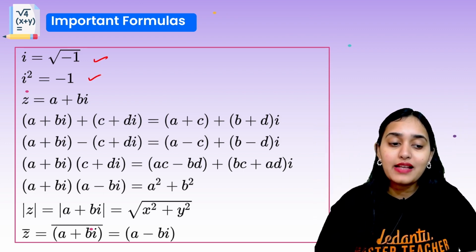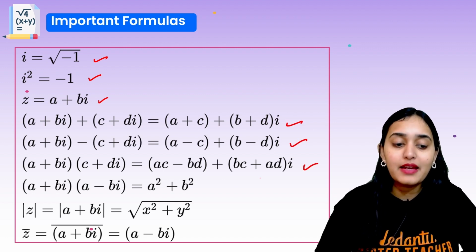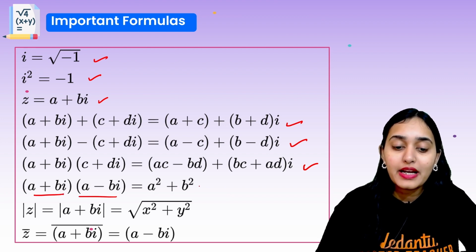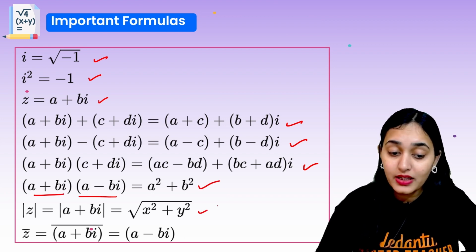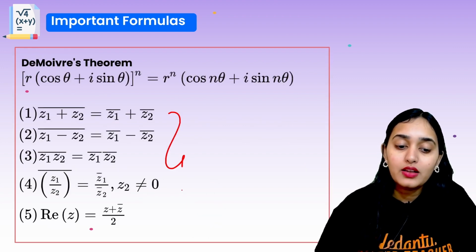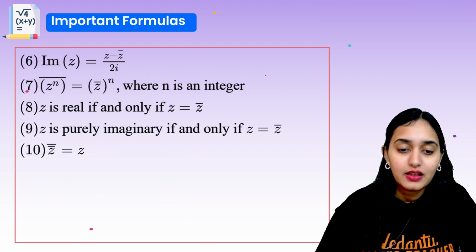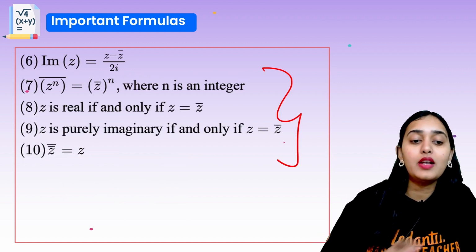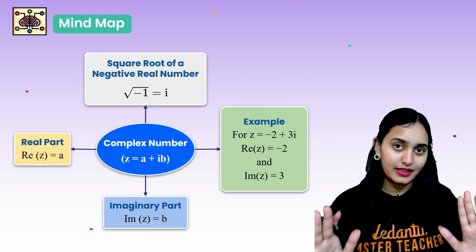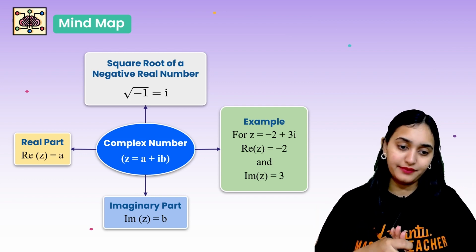What is i square, what is z? If you add them, subtract them, multiply them, divide them, then a complex number into its conjugate is modulus z whole square. What is mod z? What is conjugate of z? De Moivre's theorem, all the theorems related to conjugate of complex numbers. Here also all the formulas related to conjugate of complex numbers. Everything has been written. Complete formula cheat sheet is here for complex number, okay?